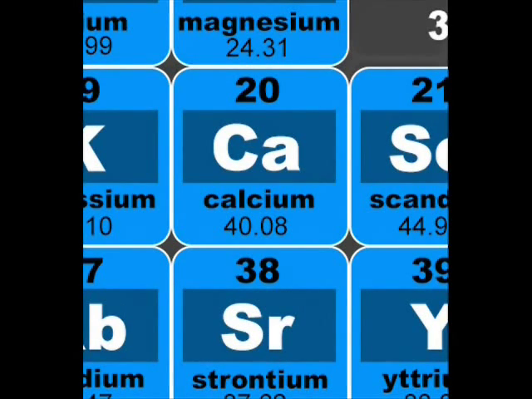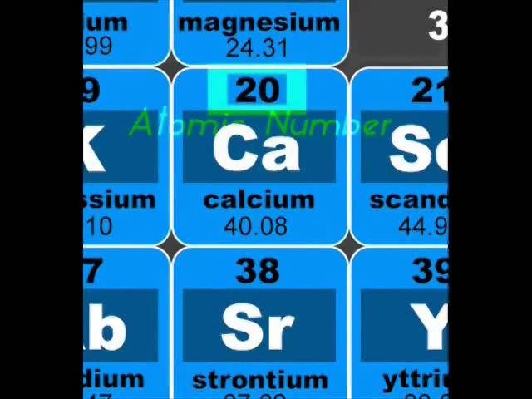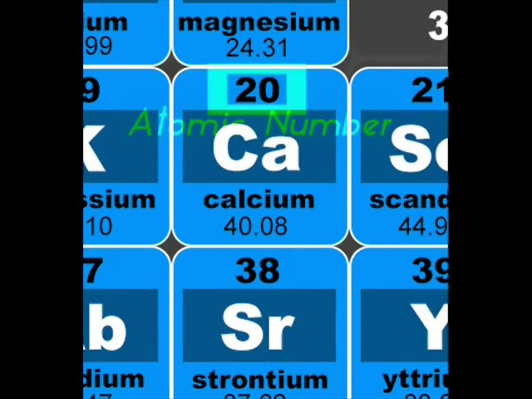Let's take the element calcium as a reference. The analysis shows both numbers 20 and 40.08. But what do they mean? The number 40.08 is the atomic weight of the element, expressed in grams per mole, and used to calculate the total grams of the substance when dealing with molar units. The number 20 shows the total number of electrons of an atom of that substance. However, it doesn't give any information about how those electrons are structured into the orbitals of the atom.